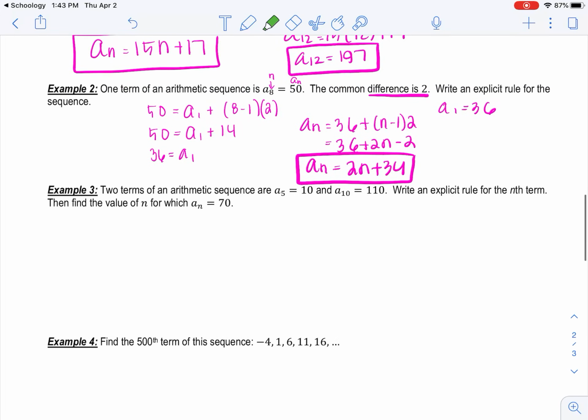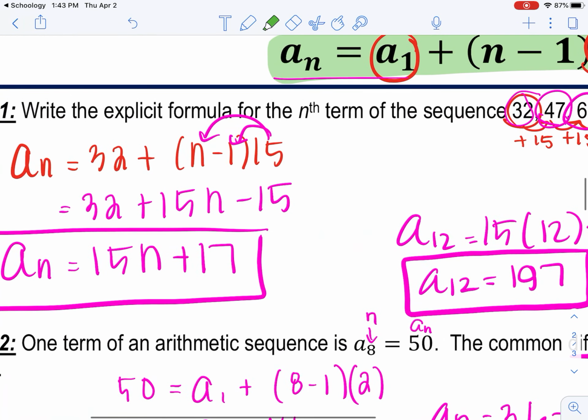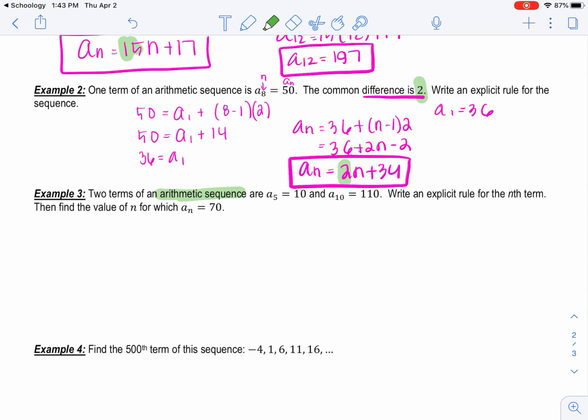All right, so what I want you to notice about arithmetic sequences is that if you look at their rules, they're linear equations. So arithmetic sequences have linear equations. Now, if I want to write a linear equation, what are the two things I need to write an equation of a line? I need a point, and I need the slope of that line. The slope of this line is 2, the difference. The slope of this line was 15, the difference. So I need to find the slope of this line so I can find the difference.